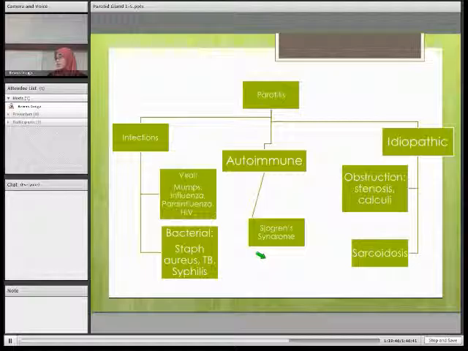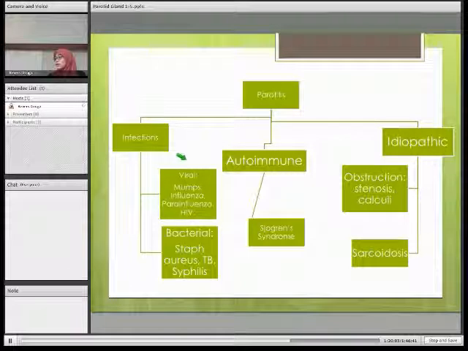Sorry. So I'm just going through the pathology bit of the parotid gland. I'm going only through parotitis and neoplasia, just because there's more literature on that. So parotitis can be caused by a lot of things, but I'm only going to focus on infection, autoimmune and idiopathic causes of parotitis. So as you can see, infection can be caused by viral or bacterial infection.